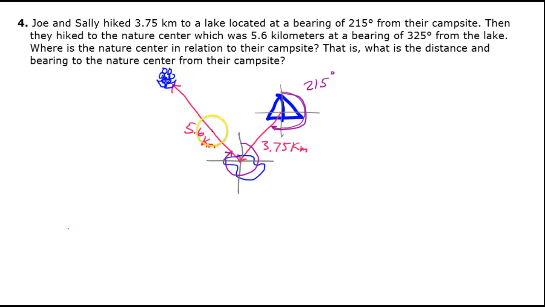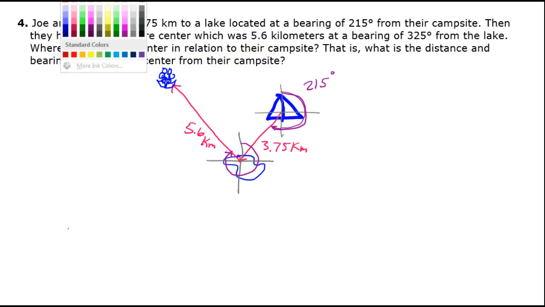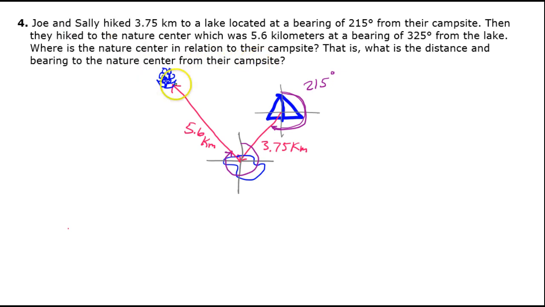Okay, so the question is, what is the distance and bearing to the nature center from their campsite? So we are looking for the resultant vector from the campsite to the nature center, and we want the magnitude and the bearing. So that's the big picture of what we're actually doing. Now I'm going to go back and do the formal vector process.